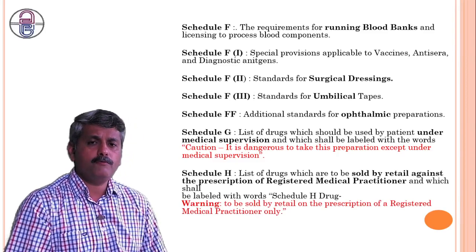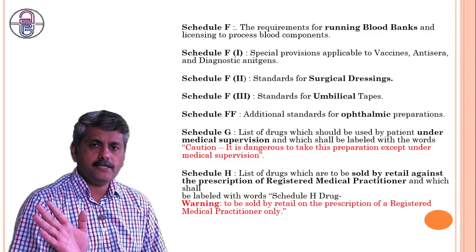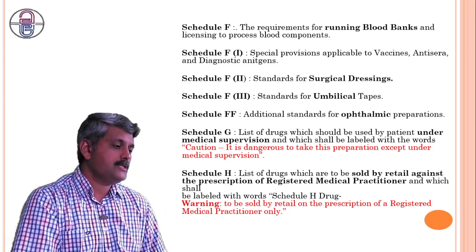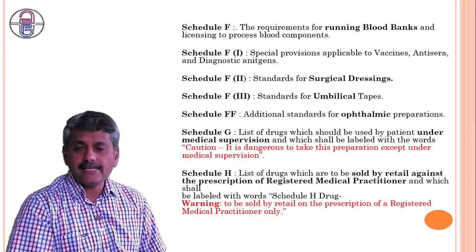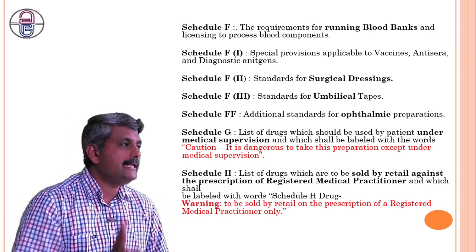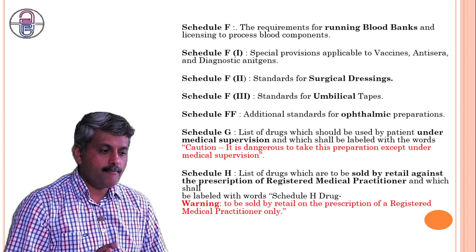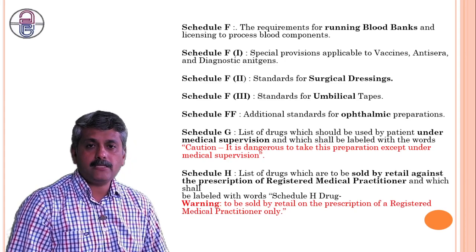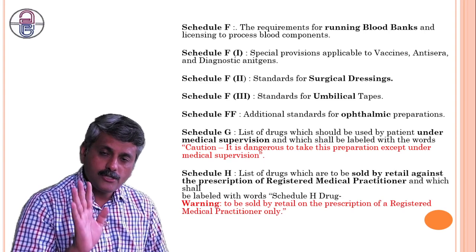Next, one more schedule which we can very commonly observe in any strip, that is schedule H. That is the list of drugs which are to be sold by the retailer against the prescription of a registered medical practitioner only. Registered medical practitioner only. Means whenever we have a prescription, then and only then could we use schedule H.